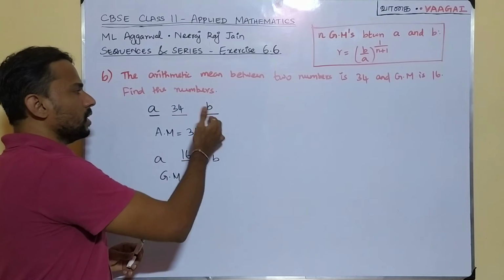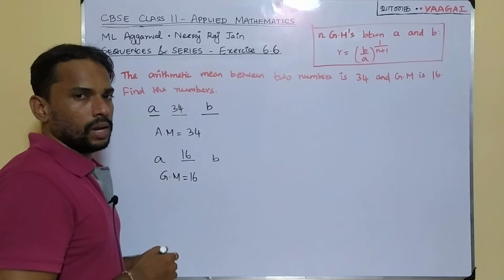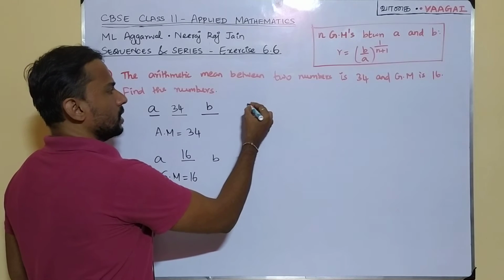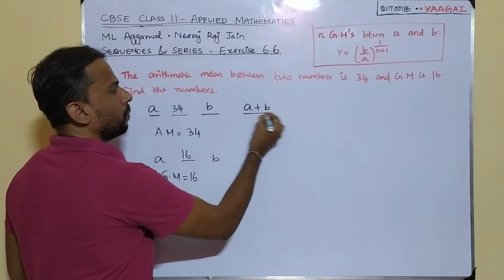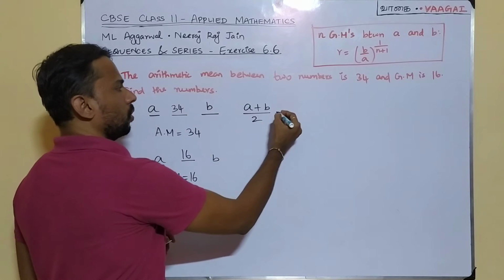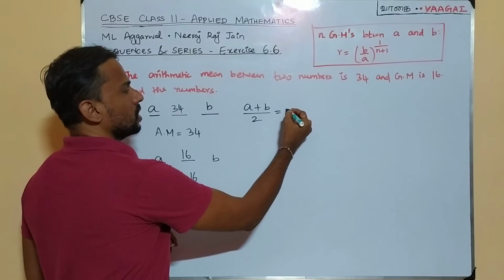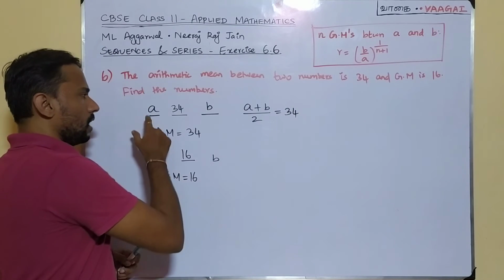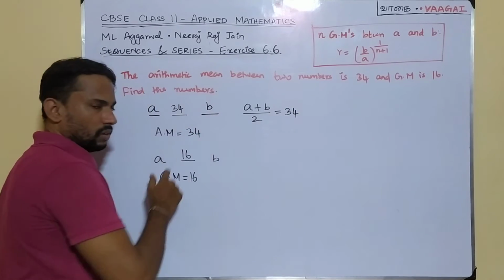First, coming to this AM's chapter. The AM, we will have it to be A plus B by 2. This is the AM, correct? So this is equal to 34. That is, the AM of A and B is equal to 34.